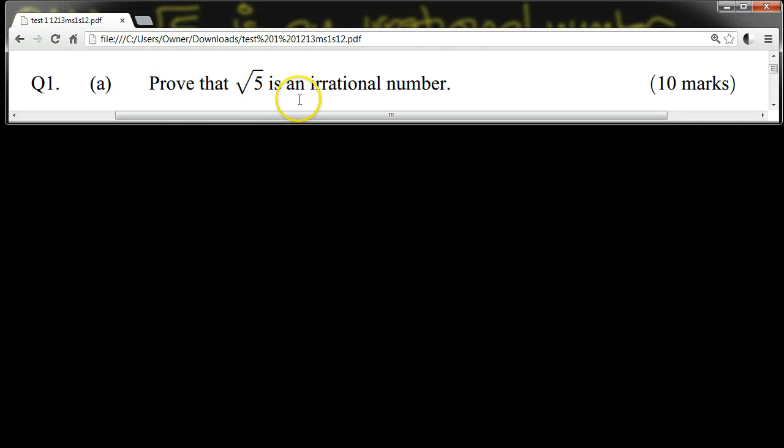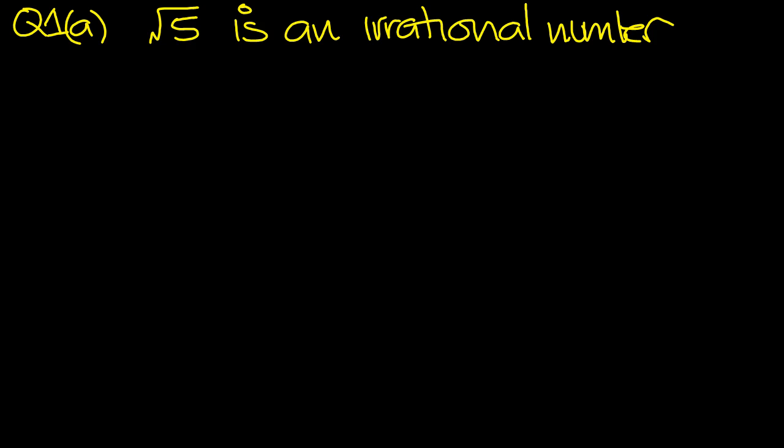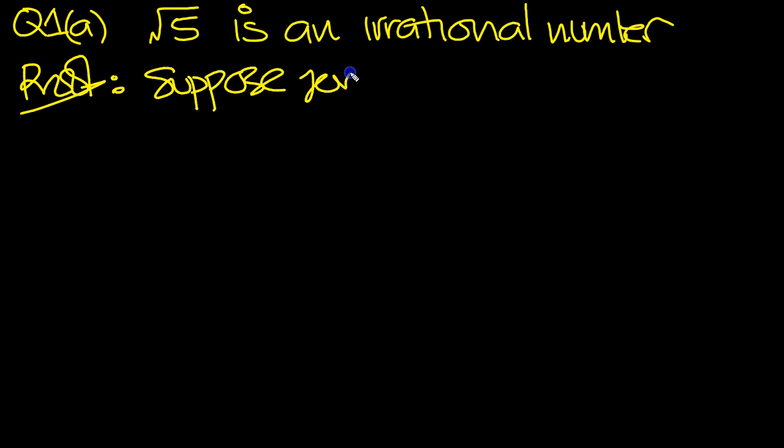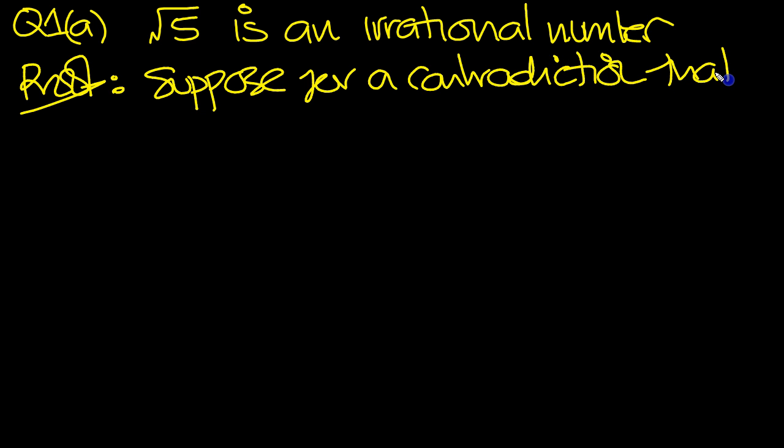Question 1a, prove that root 5 is an irrational number. I'm not going to prove existence, we're just going to assume it exists. So let's suppose for contradiction that root 5 is rational.